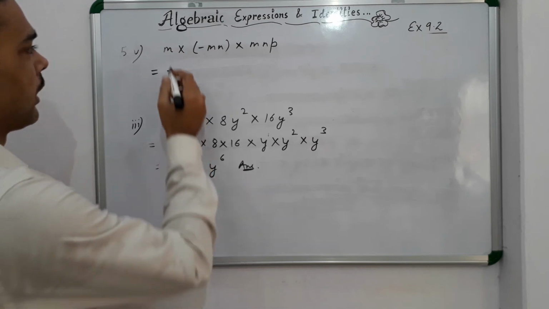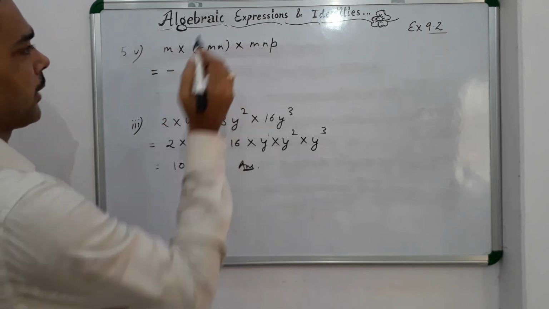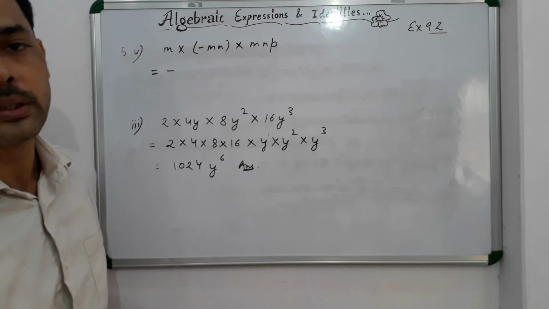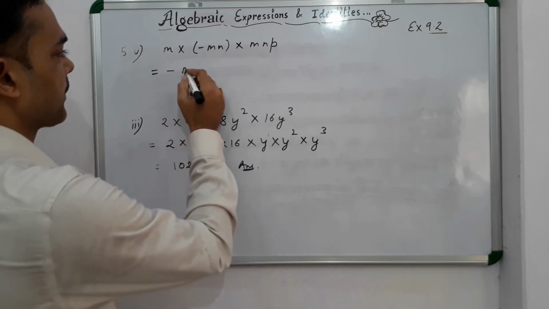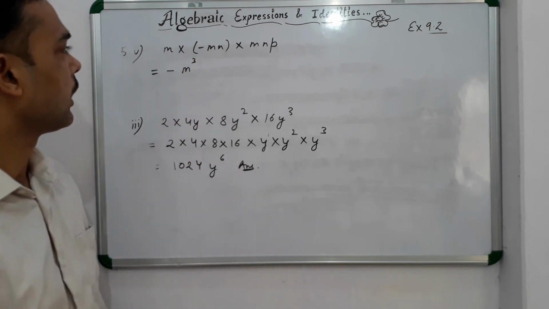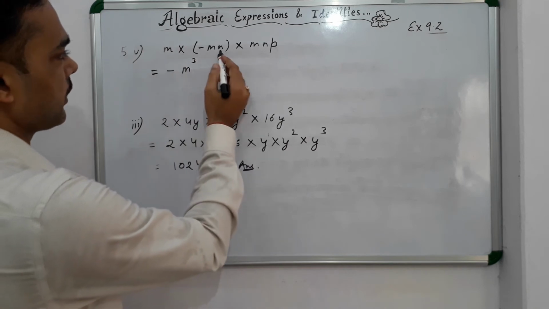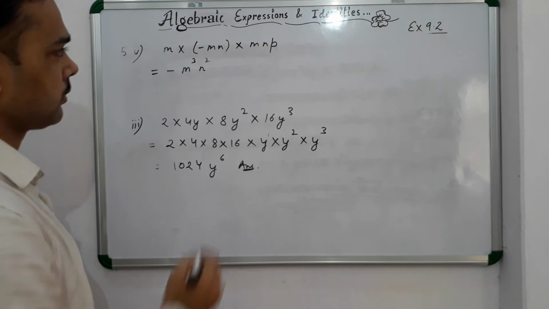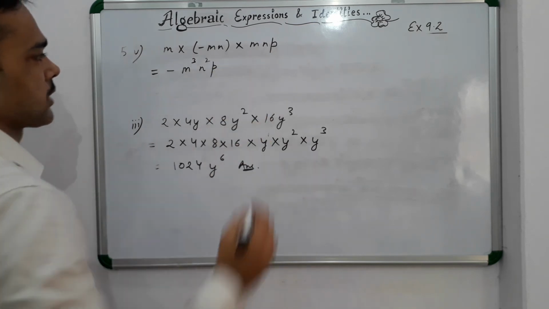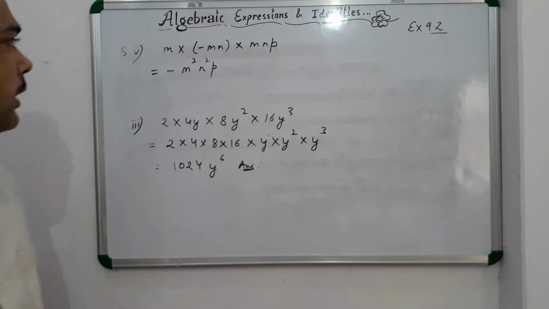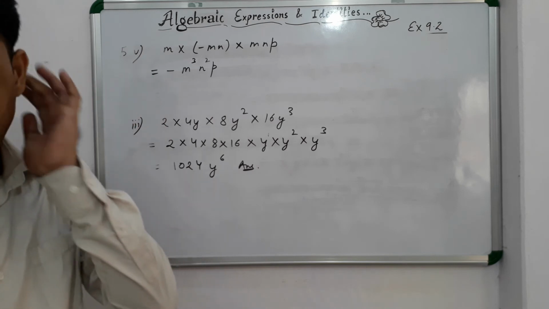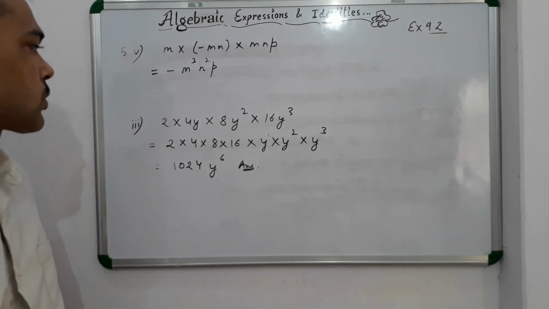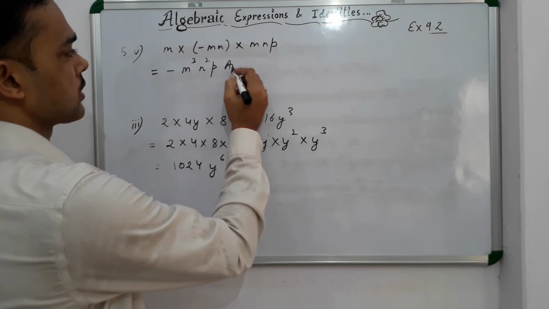Then m is at 3 places, so it will be m cube. Then let's check for n. n is at 2 places, which means n square. p is only at 1 place, so it will be p. In this way you get the answer as minus m cube n square p. So this is your answer.